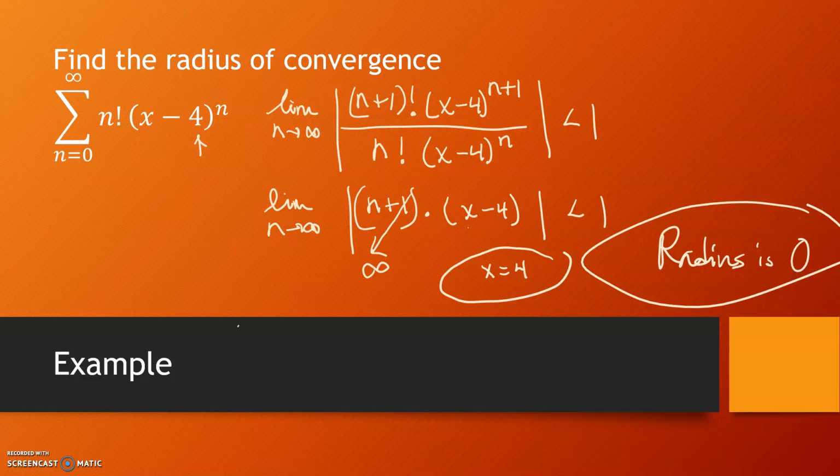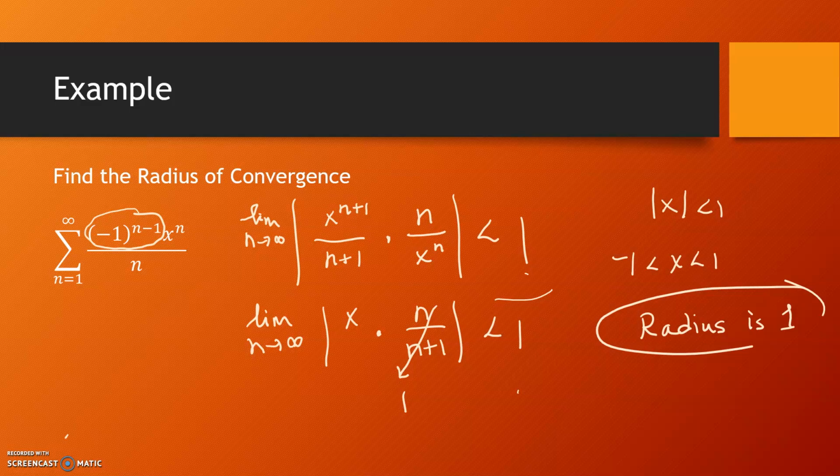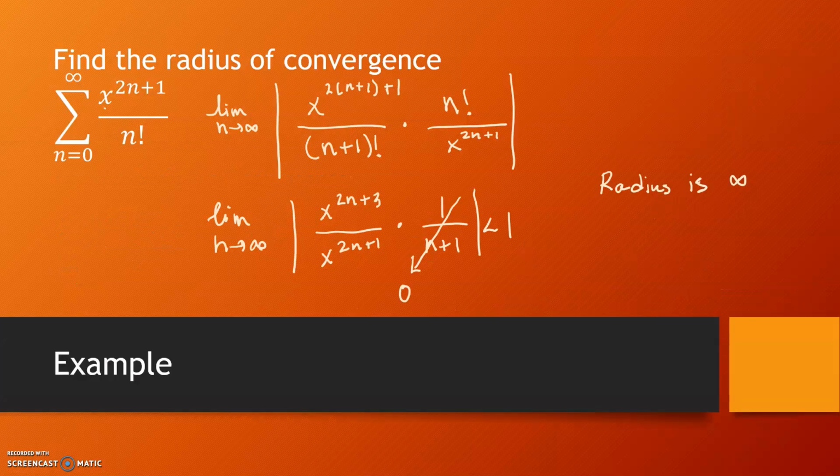All right, so those are the three possibilities. Here's one where you have an example where the radius is 0, where we only converge at x equals 4. Here's an example where the radius is 1. And here's an example where the radius is infinite. Those are your three options.